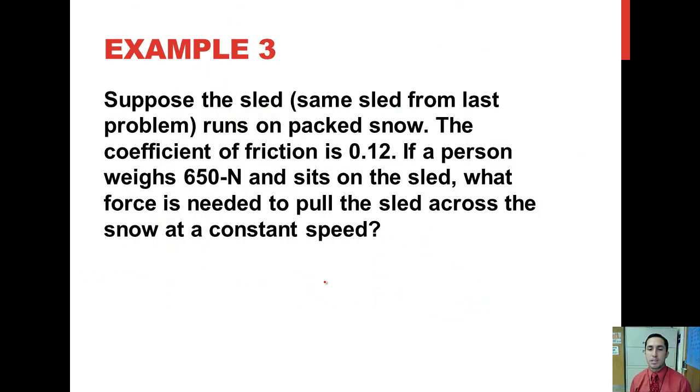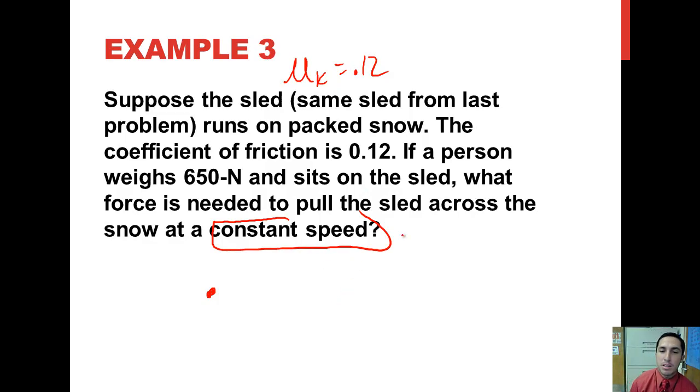Last one, and we're done. Suppose a sled, the same one from the last problem, now runs on some packed snow. The coefficient of friction is 0.12. That's mu k, and that's going to be 0.12. If a person weighs 650 newtons and sits down on the sled, what force is needed to pull the sled across the snow at a constant speed? Constant speed. That is going to mean that your force applied is going to be equal to your friction force. That's what constant speed means.